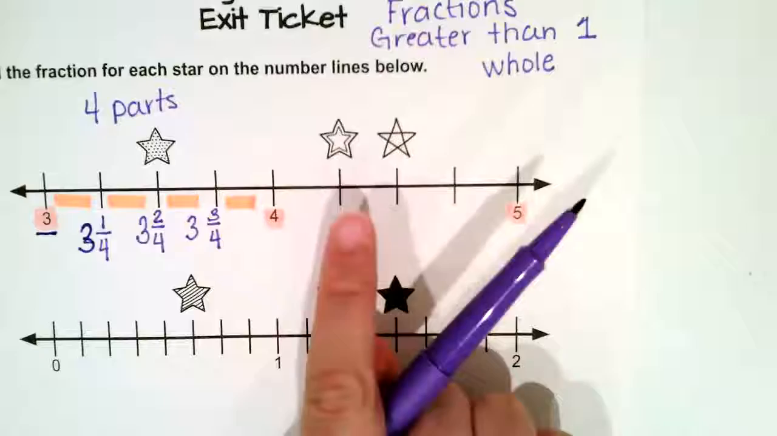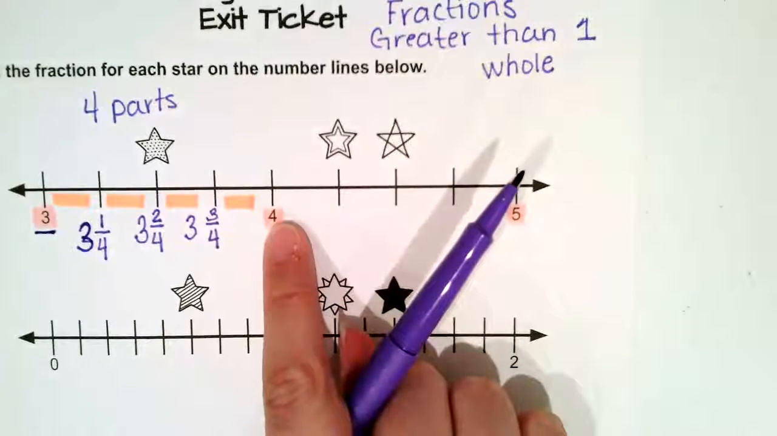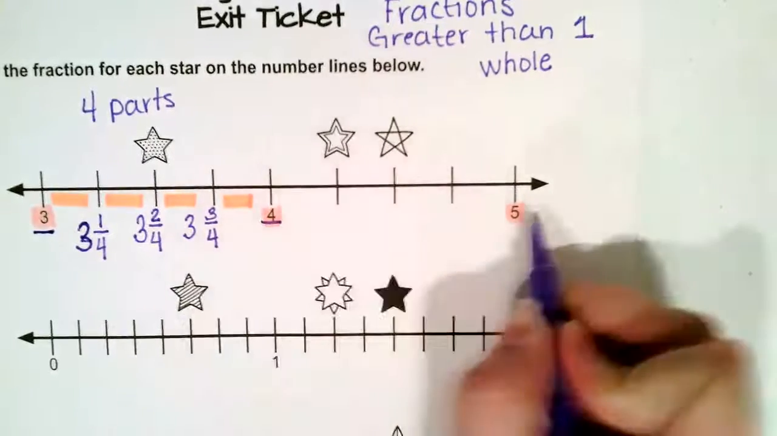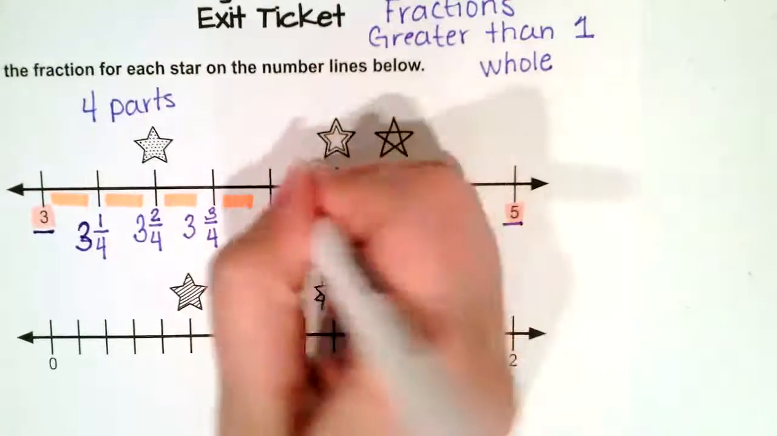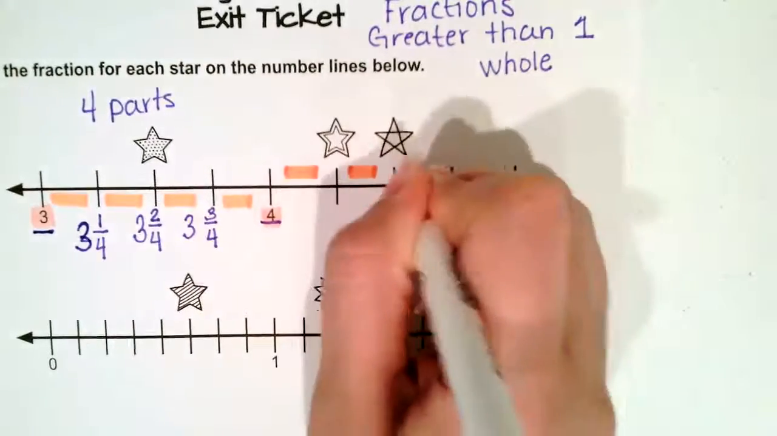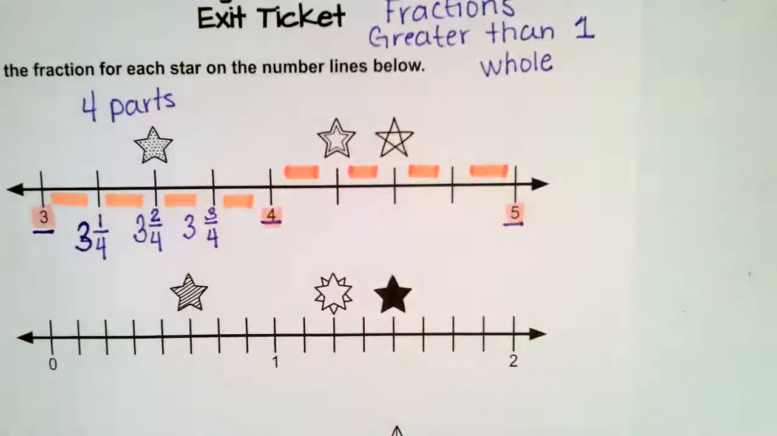Okay, so let's try over here. Let's count the spaces between our whole number 4 and the whole number 5. So I have 1, 2, 3, 4. So I have 4 parts.